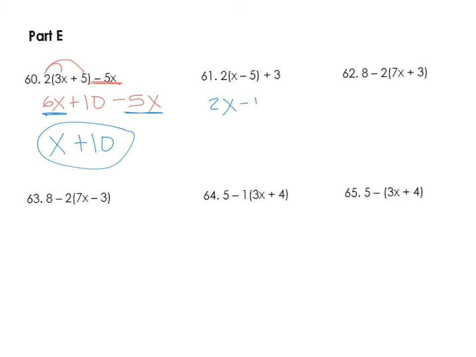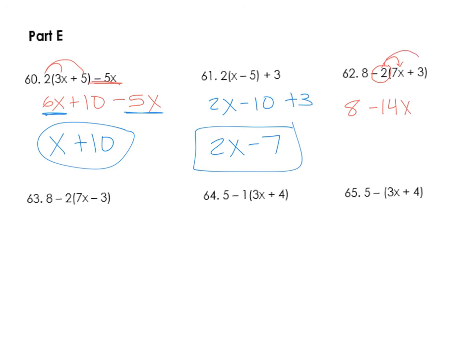2x minus 10. That 3 is just chilling out front. And then combine the negative 10 and the 3, and we get negative 7. Now this one's probably one of the hardest ones for students. Think of this as a negative 2. That 8 is still chilling out front, but think of that as a negative 2. Negative 2 times 7 is negative 14, and negative 2 times 3 is minus 6.